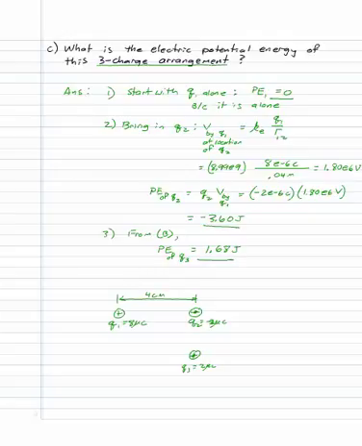Now we can get the net potential energy of the system. The net potential energy of the 3-charge system is equal to minus 3.6 joules plus a positive 1.68 joules, and that comes out to be minus 1.92 joules.